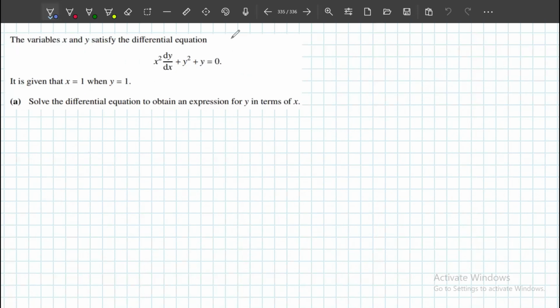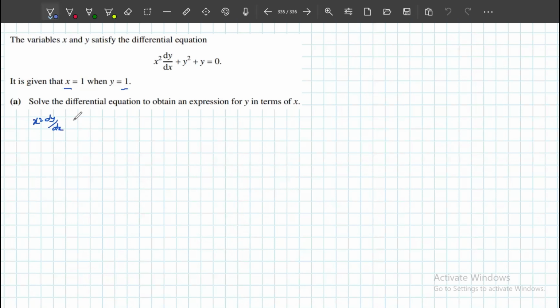So lastly, we will solve this question, a differential equation, where the variables are x and y, and the differential equation is x squared dy over dx plus y squared plus y is equal to 0. And we will check these values at x is equal to 1, y is equal to 1 to find the constant, and then later on we'll find the expression for y in terms of x.